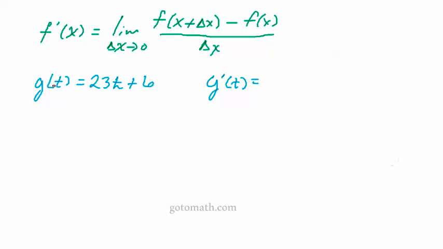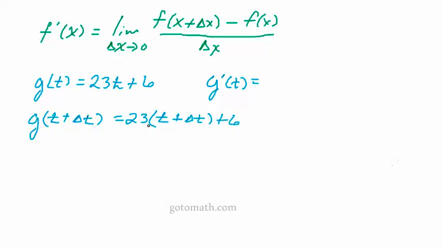First thing we want to find is going to be g of t plus delta t. Alright, that's going to be this guy right here. So that'll be the first thing we're going to find. So we're going to take the t plus delta t, and we're going to substitute it in right there for that t. So we got 23 times t plus delta t. And then, of course, we have plus 6 right here.